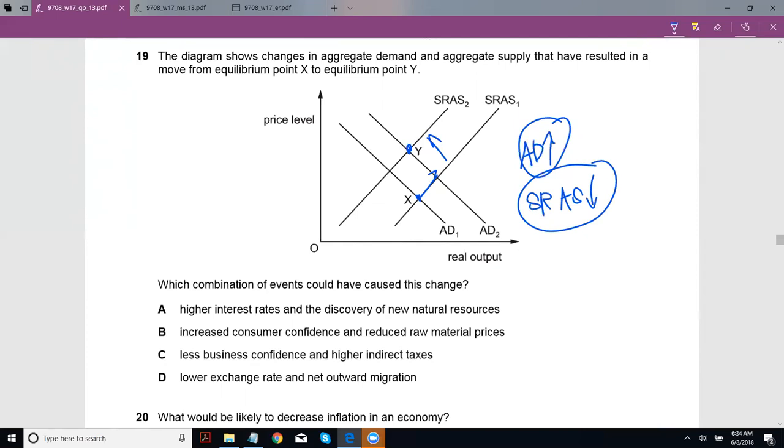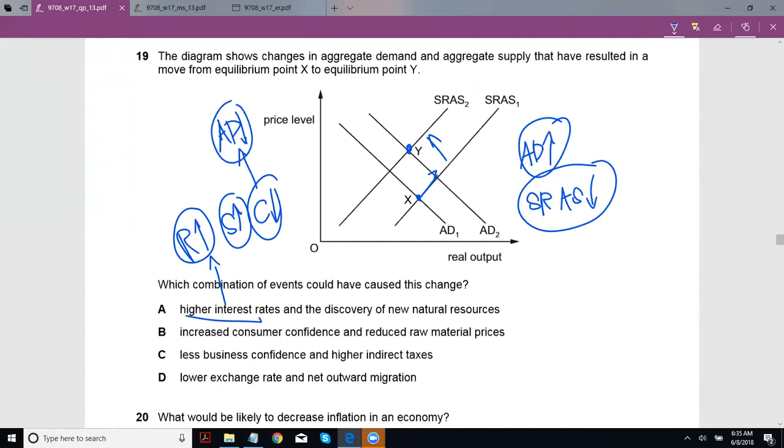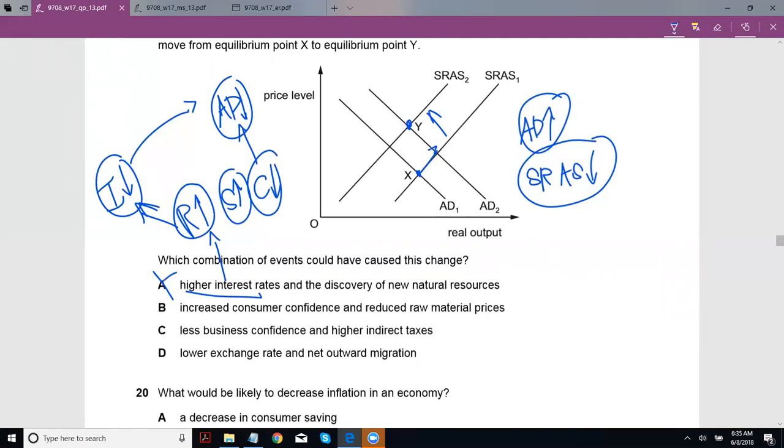Higher interest rates are contractionary. If there are higher interest rates, then people save more, so they spend less, which reduces aggregate demand. Also, if there are higher interest rates, it's more difficult to take out loans and invest, so investment goes down, which also reduces aggregate demand. So you can cross that out right away.